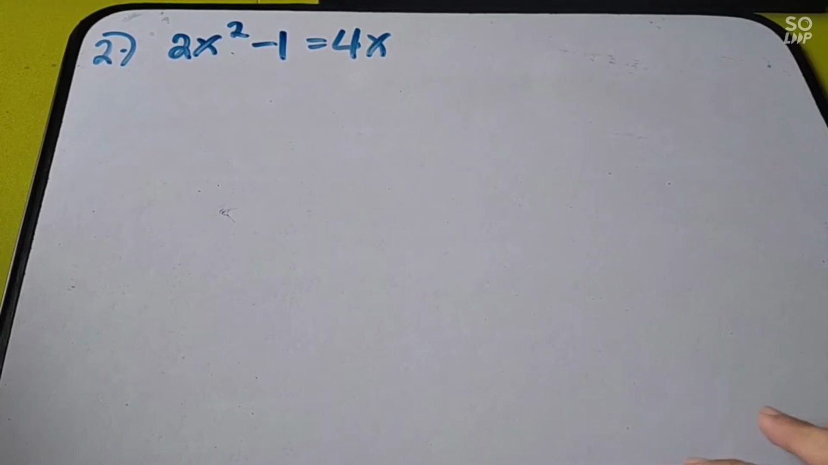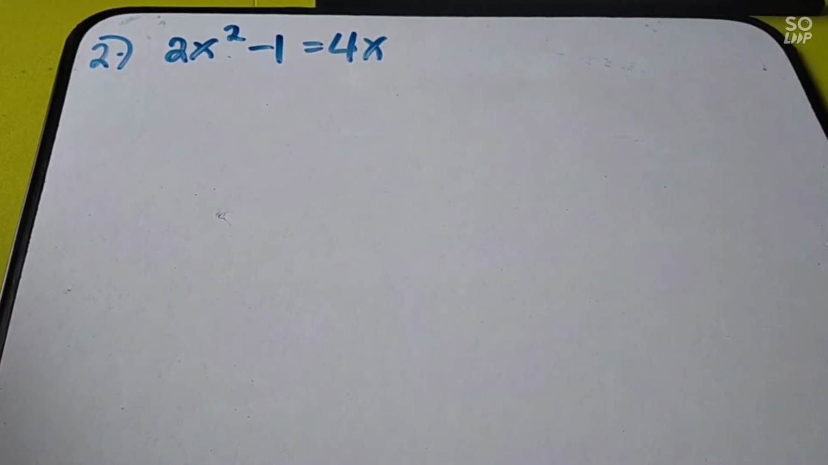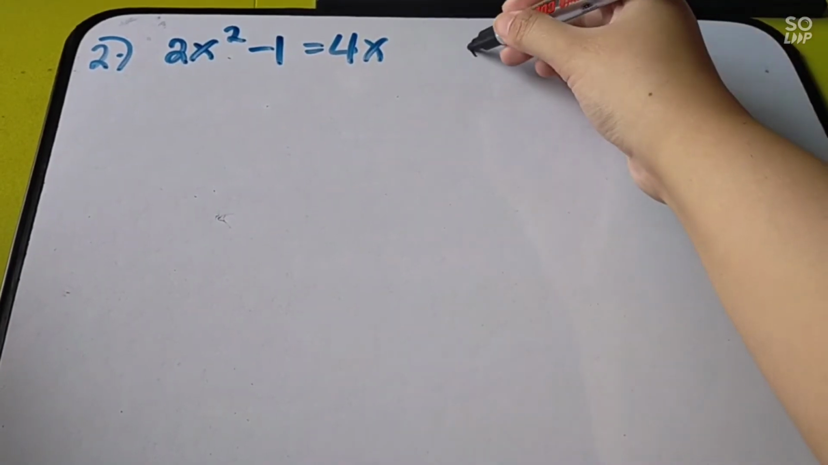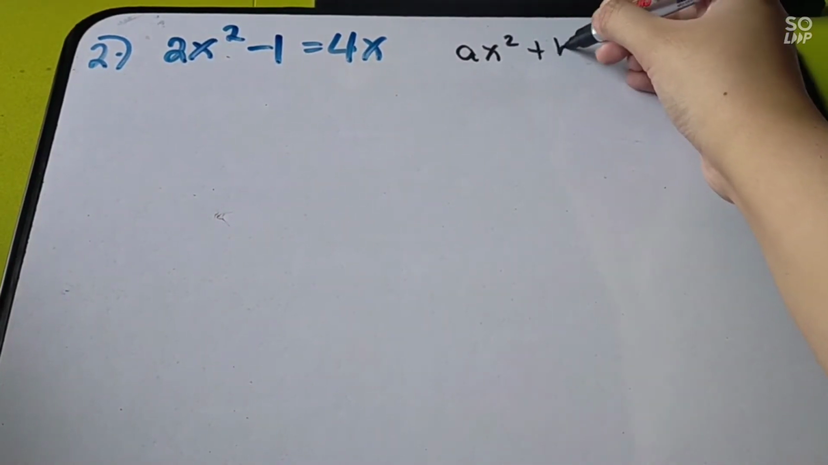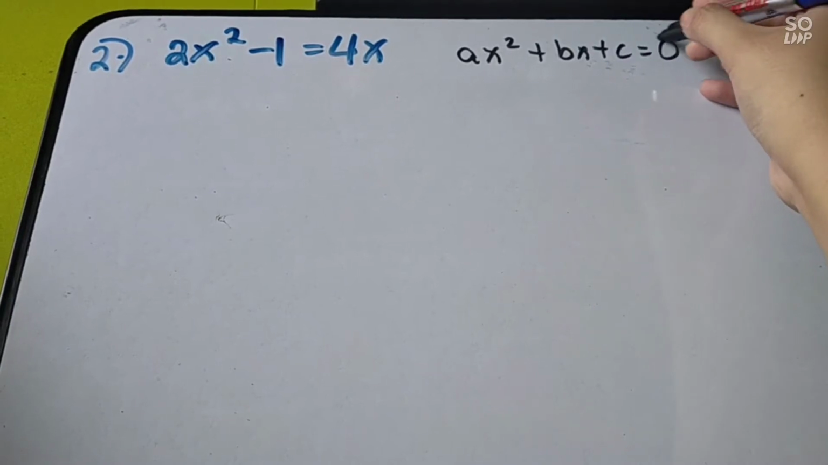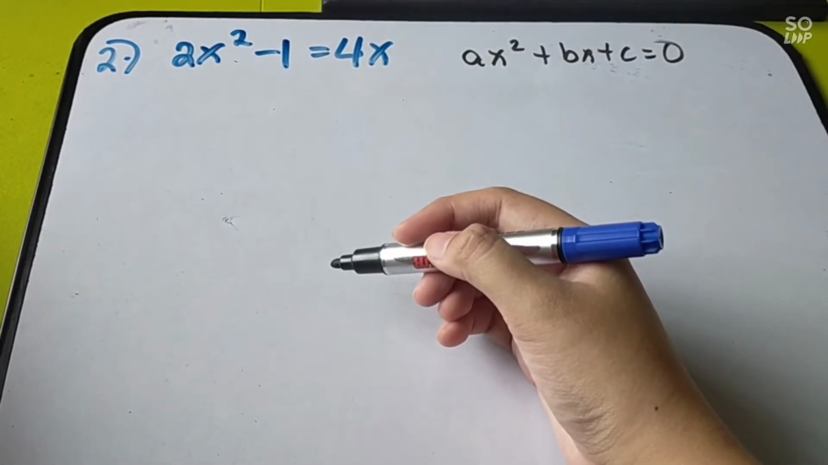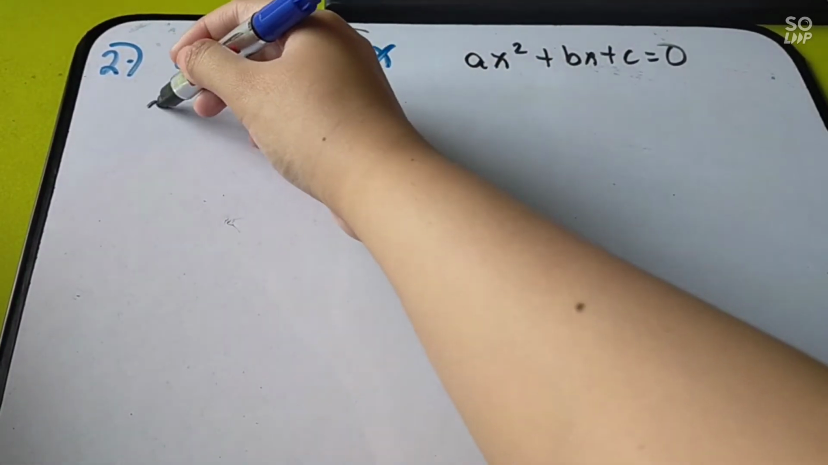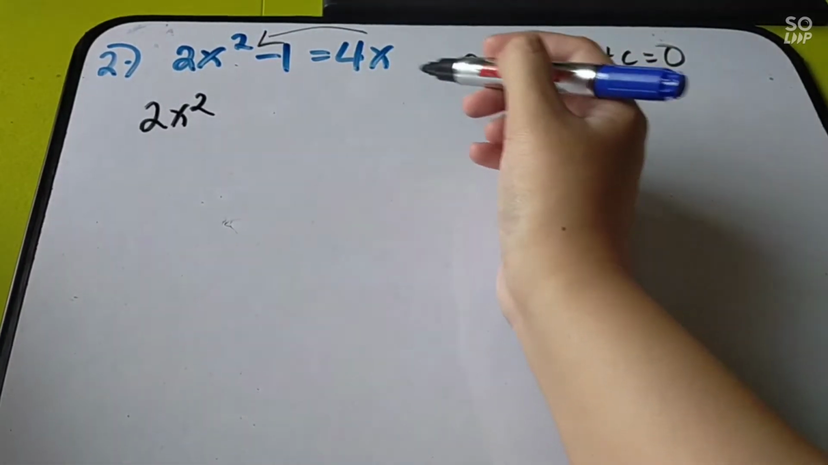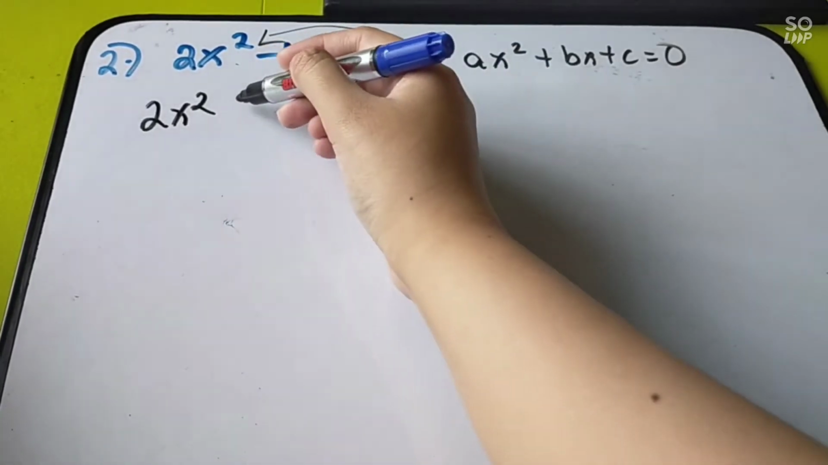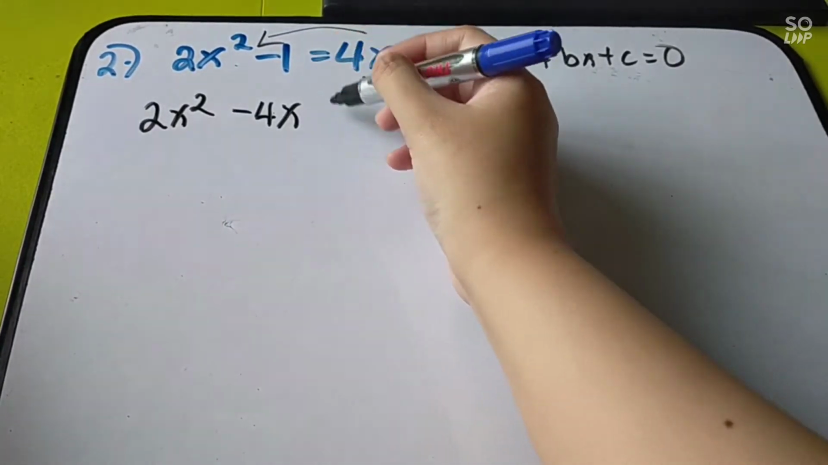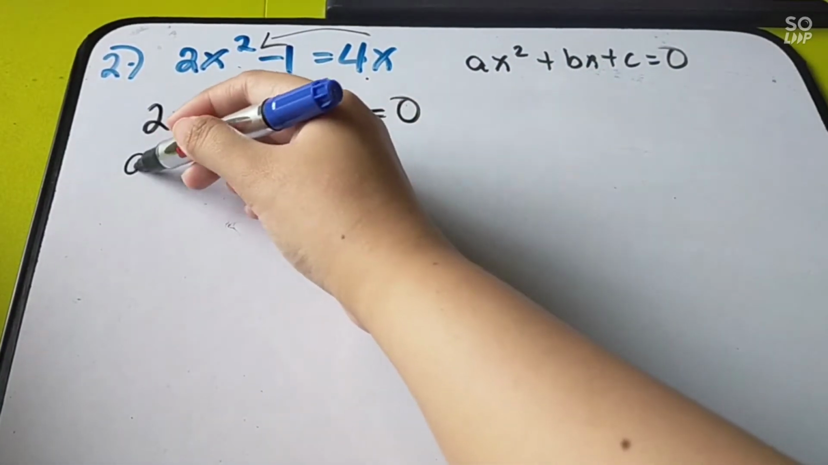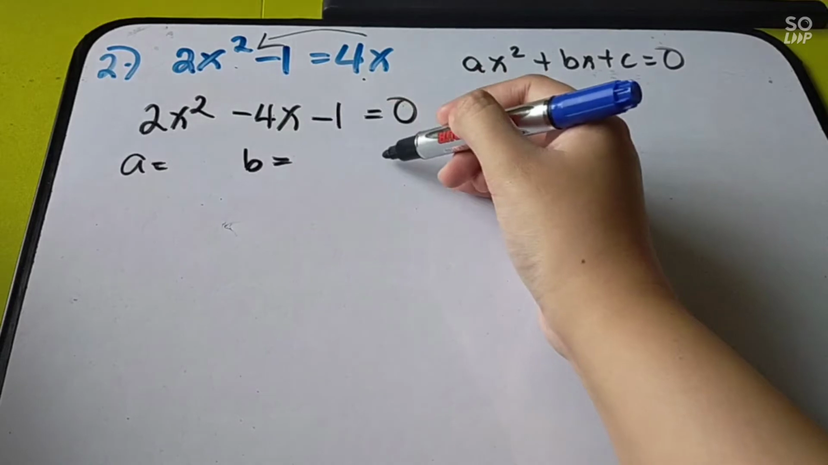Number 2. 2x squared minus 1 is equal to 4x. Since ang given mo ay hindi naka-arrange sa standard form na ax squared plus bx plus c equals 0, so we need to change it. So, si 4x, lagay lang natin sa kabilang side. So, just copy 2x squared, then positive becomes negative 4x. Then, just copy minus 1 is equal to 0.